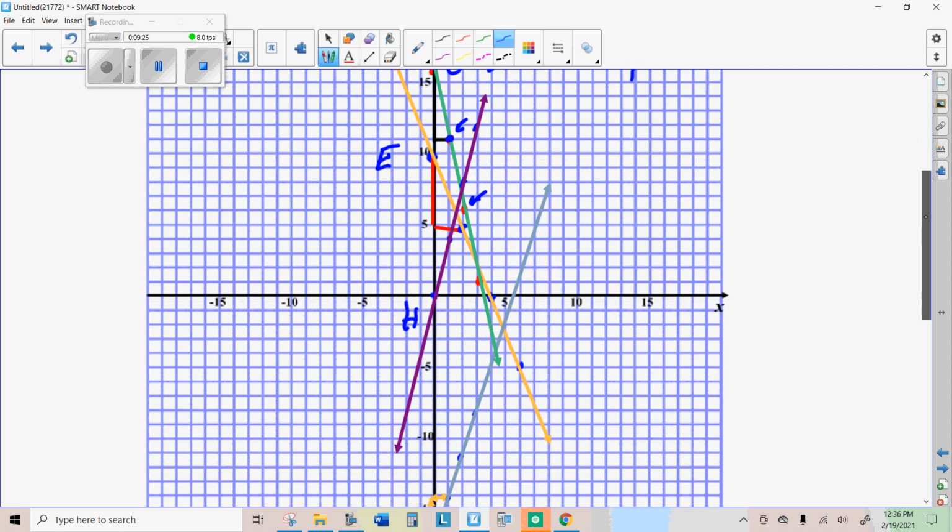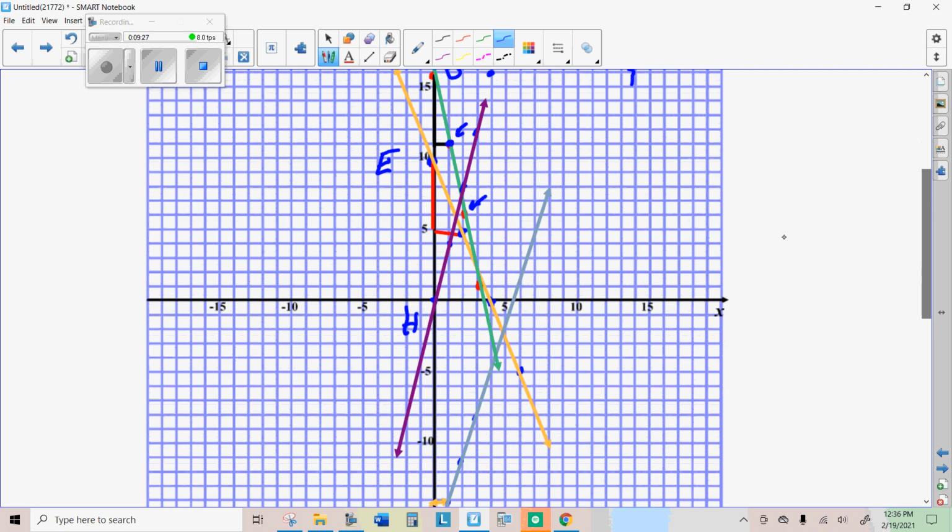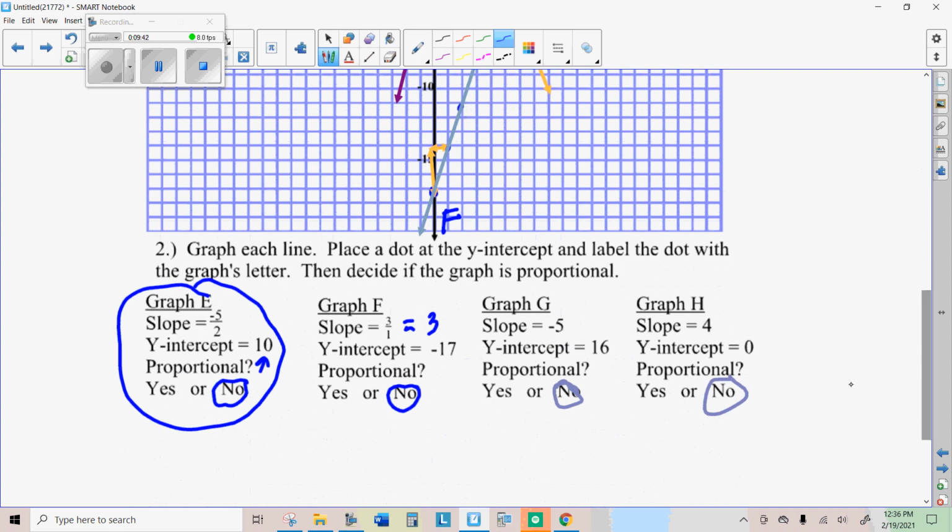Okay. And then for graph H, that's this purple one. It goes through 0, 0, the origin. And the slope of that one is 4, which means up 4/1. All right, and that one is proportional because the y-intercept is 0.